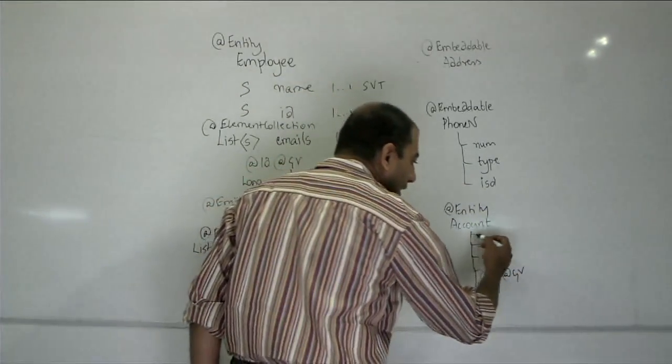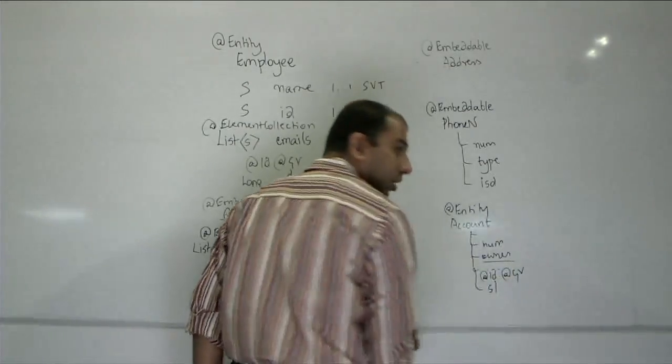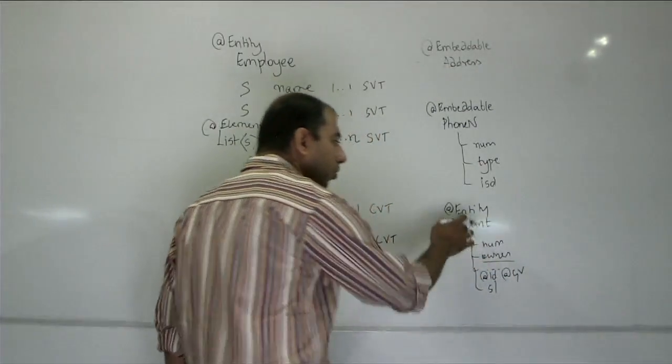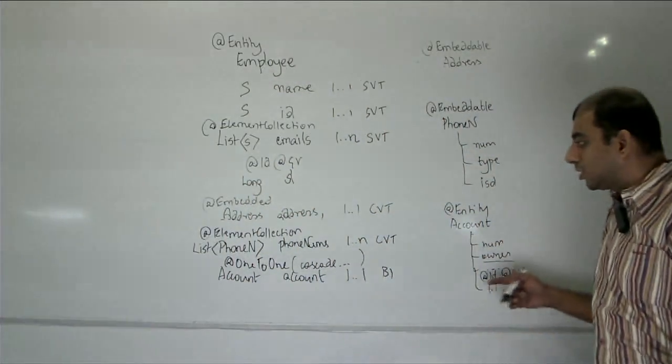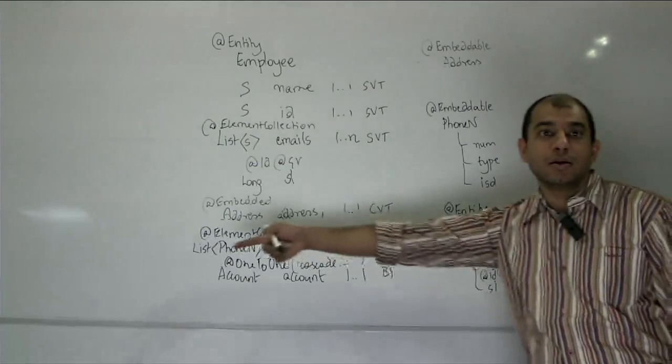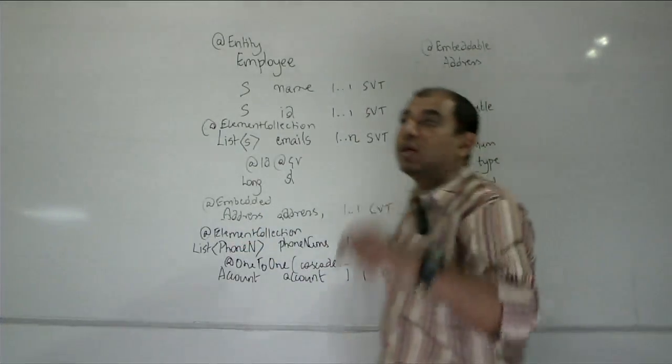Bidirectionality means in account there is owner information, correct? So if in account there is owner information, again one account has how many owners? Let's say only one. So this is 1:1 this side, 1:1 this side, correct? Now tell me what should be the database table design?